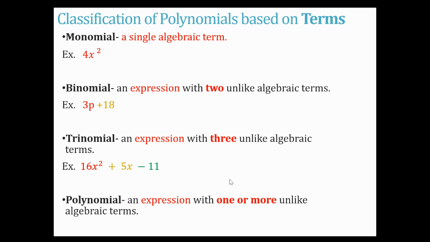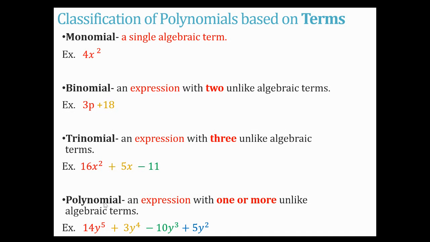And lastly, we have a polynomial. So the prefix poly means many. It's an expression with 1 or more unlike algebraic terms. So here's an example. 14y to the 5th plus 3y to the 4th minus 10y to the 3rd plus 5y to the 2nd. So here we have 1, 2, 3, 4 different terms.